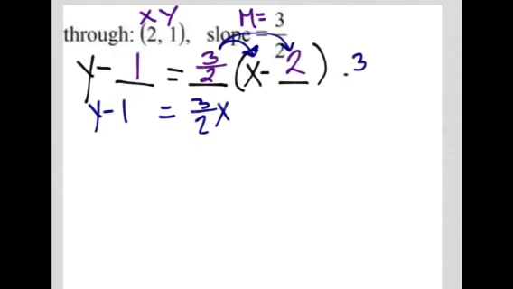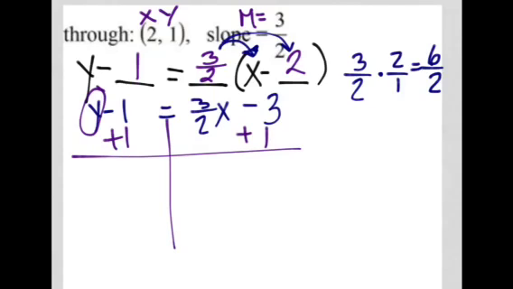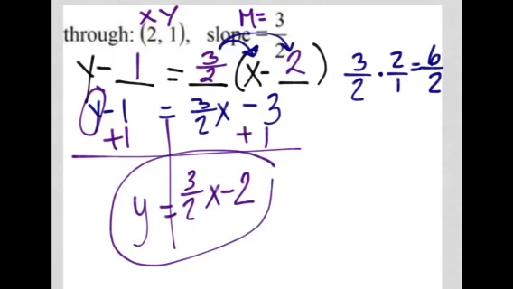So again, off to the side, 3 over 2 times 2 over 1. 3 times 2 is 6. 2 times 1 is 2. 6 divided by 2 is a 3. Because of this minus sign, it's a minus 3. Come back over, circle what I'm solving for. How do I get rid of a minus 1? I add it to both sides. So now I have y equals 3 halves x, and negative 3 plus 1 is a negative 2. And I'm done.